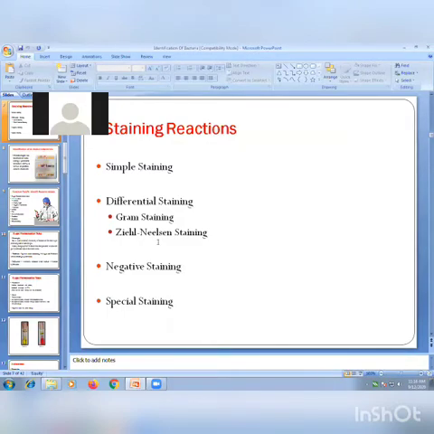Then one more staining method we frequently use for demonstration of capsule, to differentiate capsulated bacteria from non-capsulated, is the negative staining method, in which India ink or 10% nigrosin is generally used. And the last are special staining techniques. For example, for demonstration of metachromatic granules we use Albert stain. Albert staining, Ponder staining, Neisser staining. For demonstration of particular structures we use particular staining methods, which come under special staining techniques.